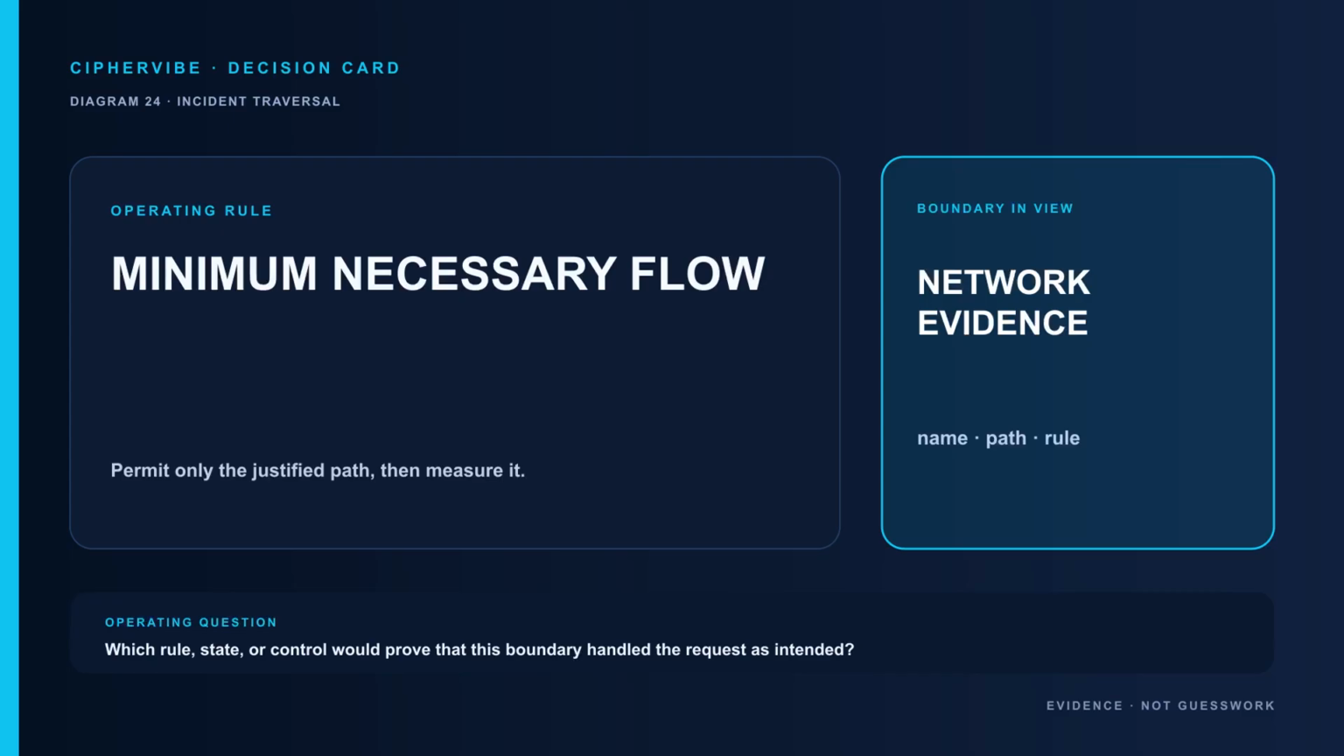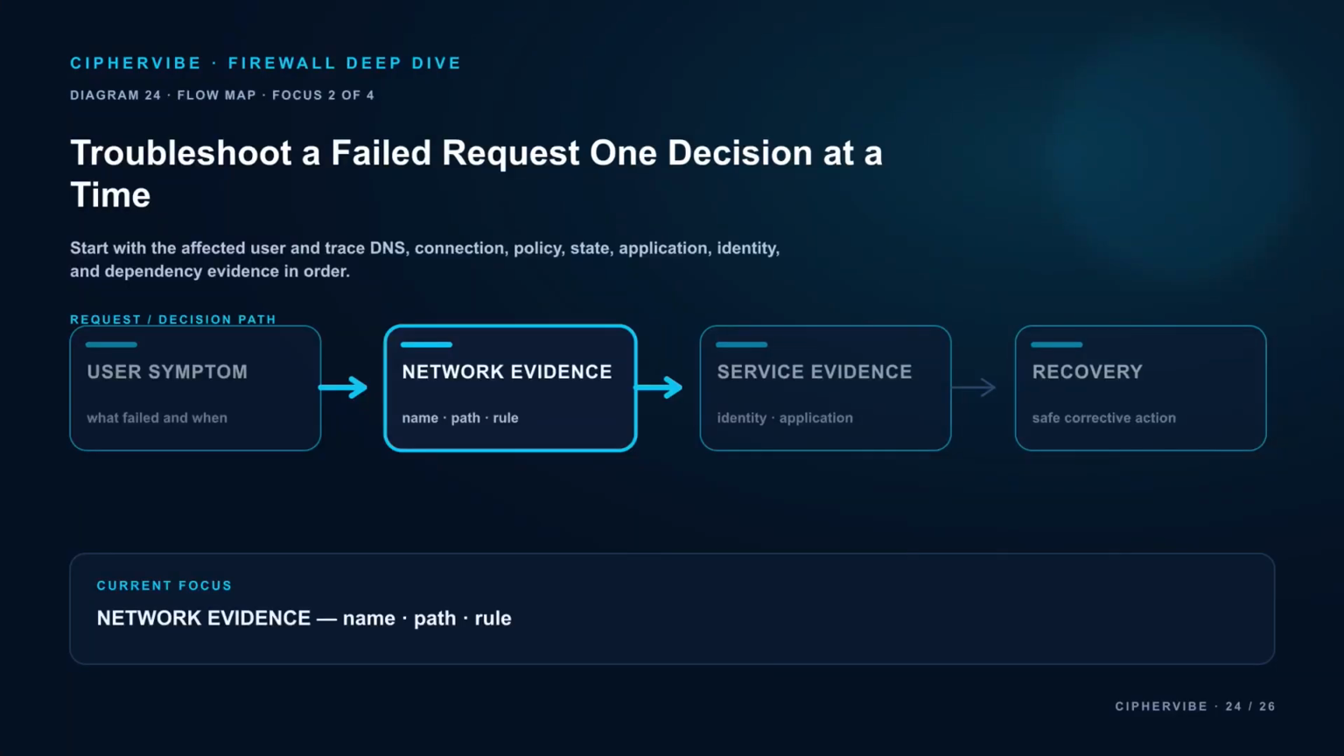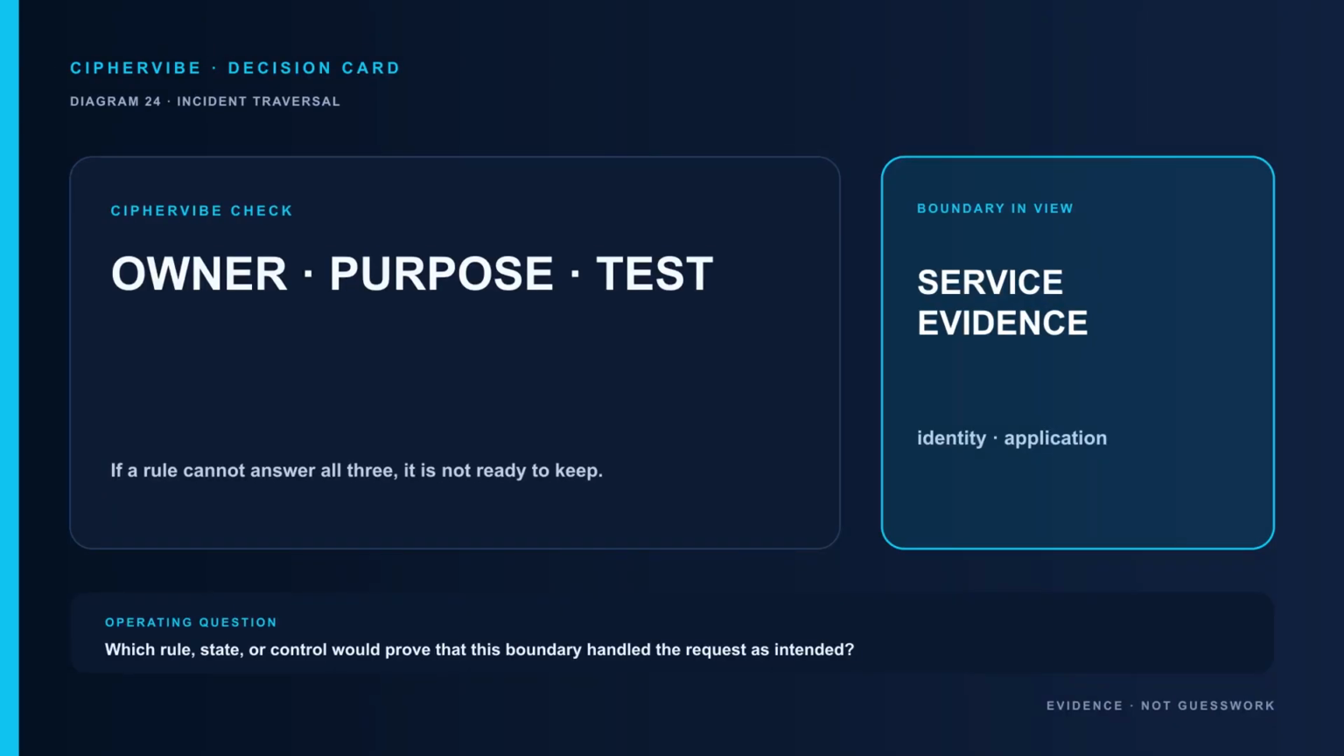For the Northstar Commerce simulation in this video, the simulated incident starts with a fictional customer error, follows timestamped synthetic events through the firewall and application, applies one narrow correction, then verifies both the user outcome and the policy evidence. That is the difference between a collection of rules and a defensible boundary. The next operator can explain the decision without guessing.